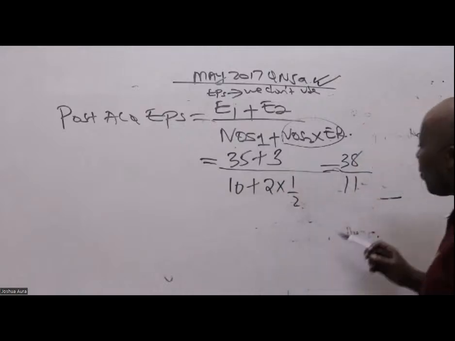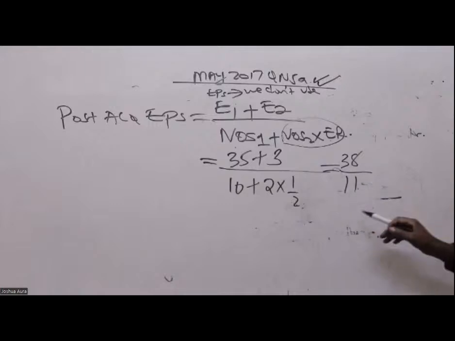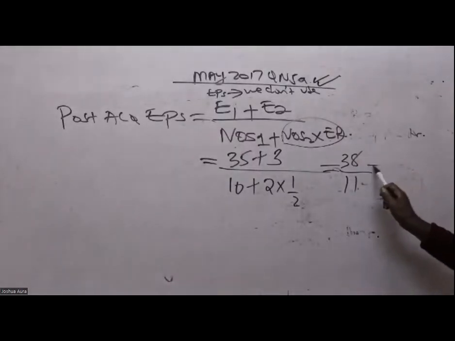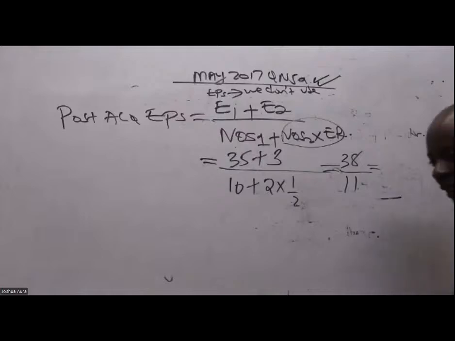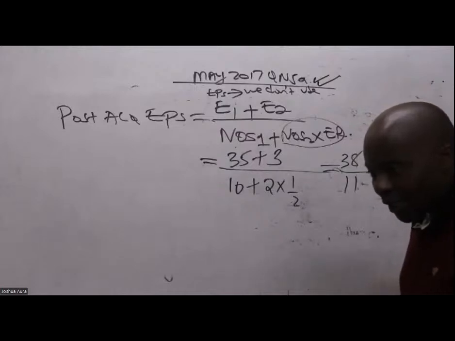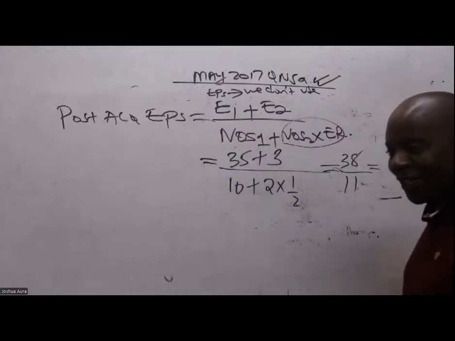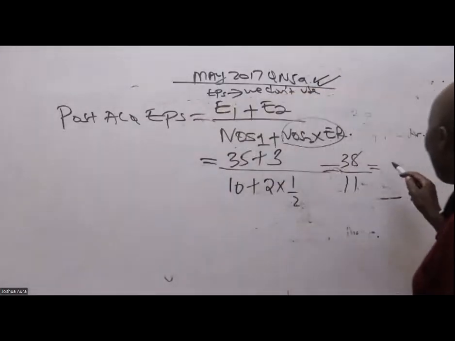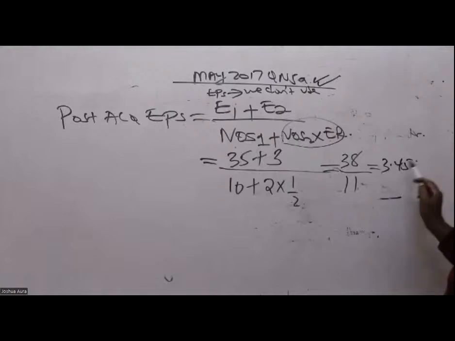So first of all, are we in agreement that this 11 is correct? Thank you so much. Great. So then what is 38 over 11? 38 over 11. Thank you, Rachel and Jerry. We have 2 Jerrys this time around. 3.45. Thank you so much.